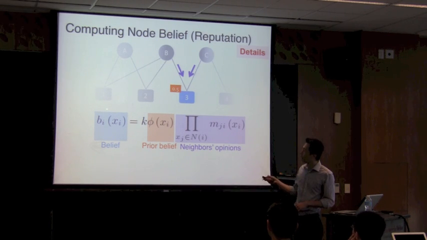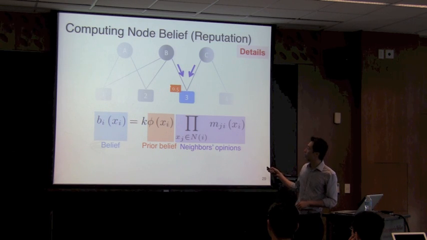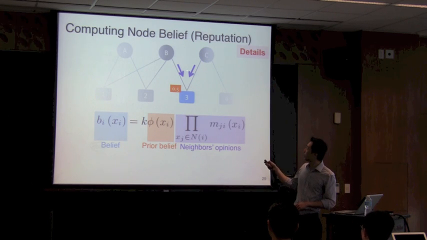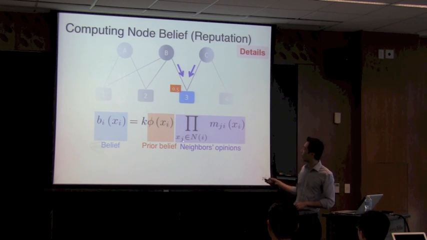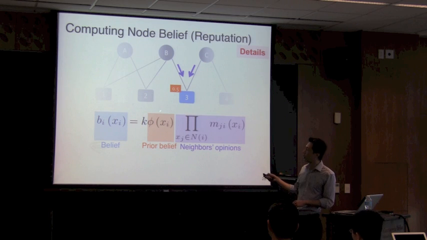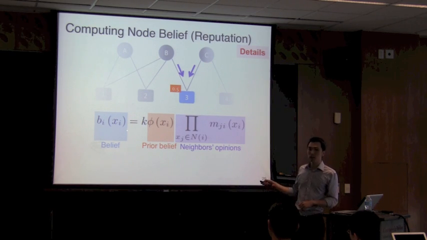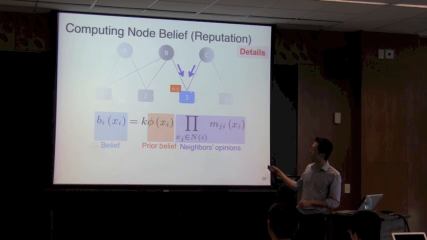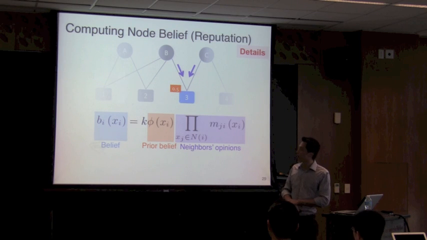So the first equation is basically saying that if you want to compute, say, the reputation of file 3, which is the left here, of belief formally, what we need is my prior belief or prior knowledge about the file. In this case, it's 0.5 for this part. And then also my neighbors' opinions, the incoming opinions from my neighbors. And then I just multiply them all together, then I would get the new reputation about myself. So this is what the first equation does.